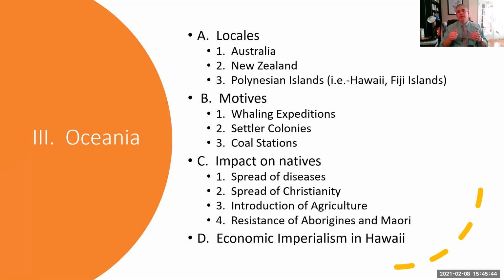The last thing I want to close on with Oceania is the example of economic imperialism in Hawaii. So, of course, we know Hawaii to be our 50th state.